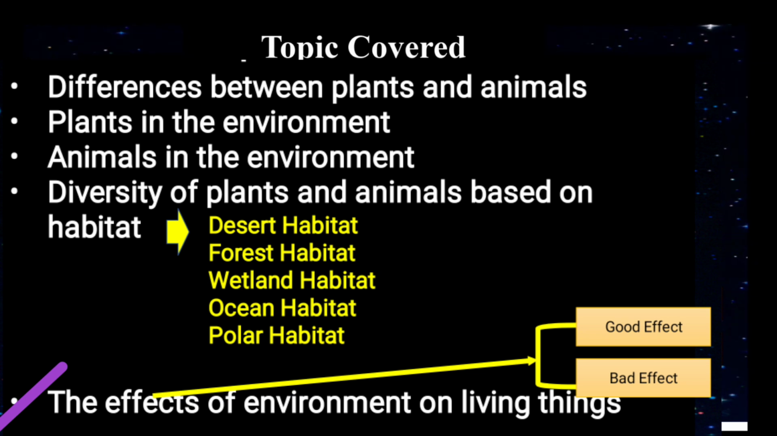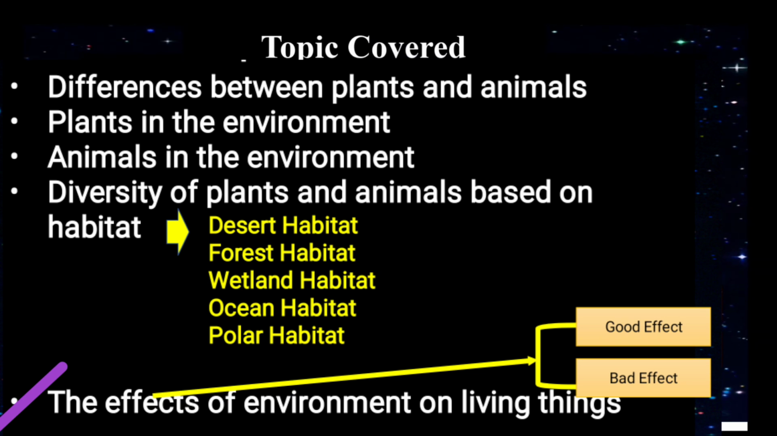So what is the bad effect? The bad effect is we are changing the environment. This changed environment has a bad impact on our life and on the living things. How is the environment changing? The environment is changing because of human activities. For example, we are cutting down trees, we are clearing forests, we are constructing buildings, we are producing too much carbon dioxide, but we are not planting trees. So that's how human activities are changing the environment.